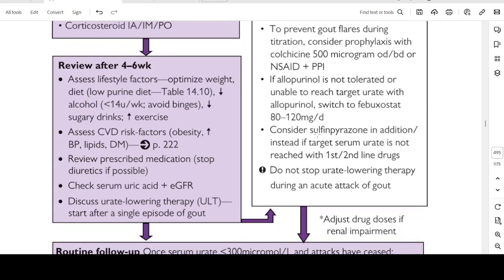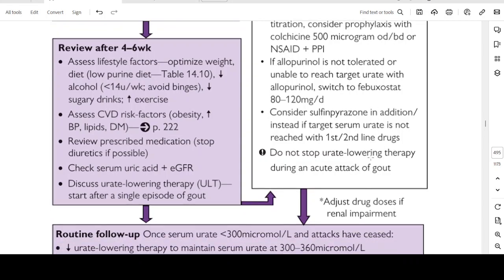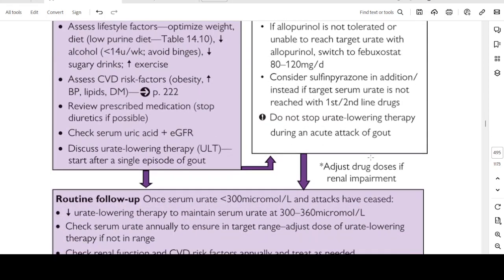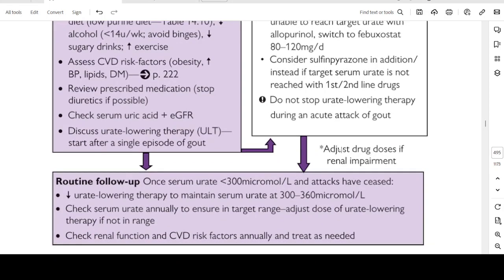Consider sulfinpyrazone in addition or instead if the target serum urate is not reached with first or second line drugs. The third line is sulfinpyrazone. Do not stop urate lowering therapy during an acute attack of gout. So adjust the drug doses if renal impairment is present.